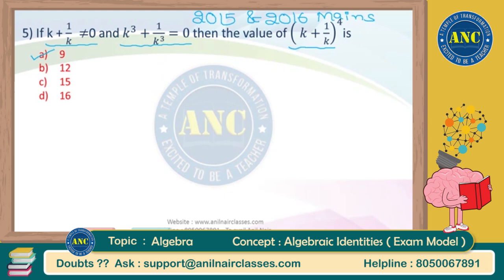It is very simple. Because k cube plus 1 by k cube value is 0, the vice versa condition I know that k plus 1 by k value will be equal to root 3. Now, in the previous cases we learned the reverse. If k plus 1 by k is root 3, then k cube plus 1 by k cube equal to 0. The vice versa is also true. If k cube plus 1 by k cube equal to 0, then k plus 1 by k should be equal to root 3. And they are also saying that k plus 1 by k should not be equal to 0. Yes, root 3 is not equal to 0. Yes, absolutely fine. Now, the question is k plus 1 by k value, we know it as root 3.